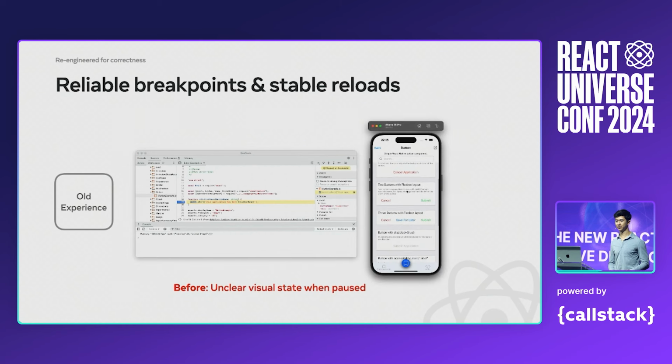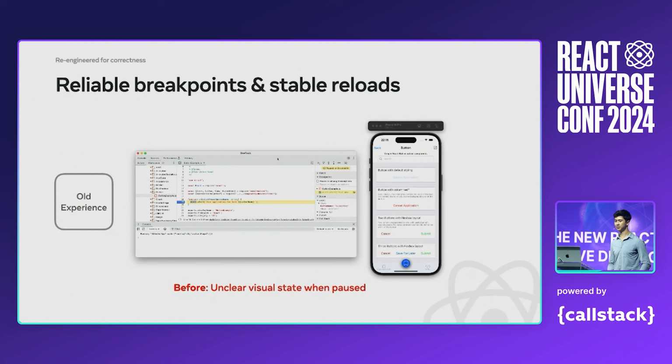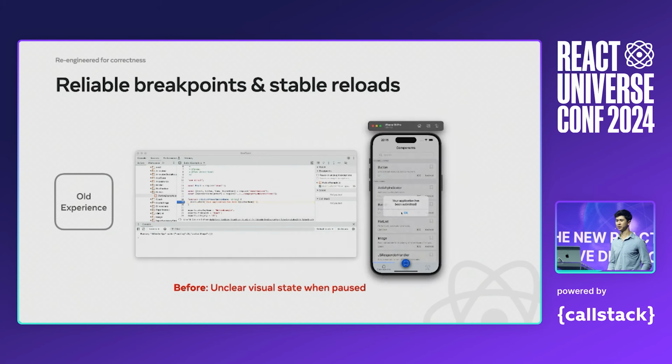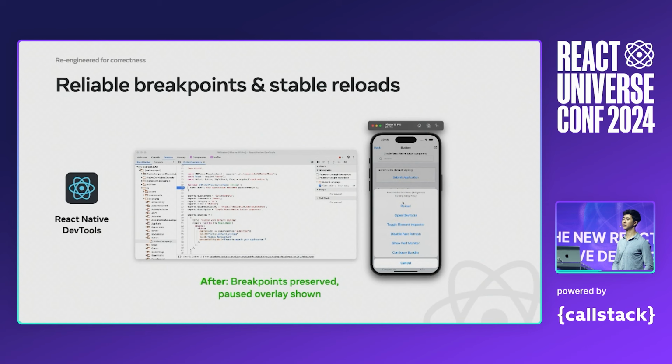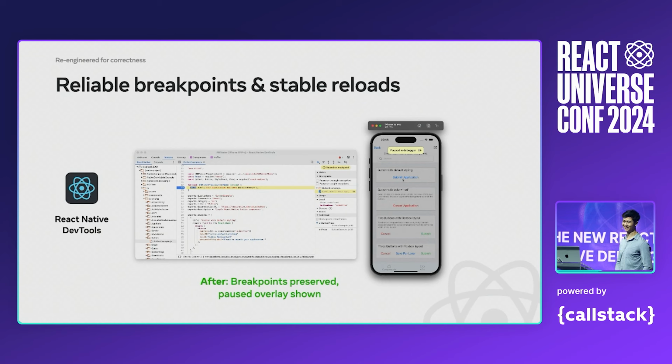Also, here's the visual state of the application when paused. None of the JavaScript interactions are responding when we tap. However, you can still interact with the rendered scroll view. We thought this behavior was really unclear. Now, in React Native DevTools, when we reload the app, our breakpoint works. And we render an in-app paused in debugger overlay, providing clear visual feedback, which responds to a tap to resume execution.